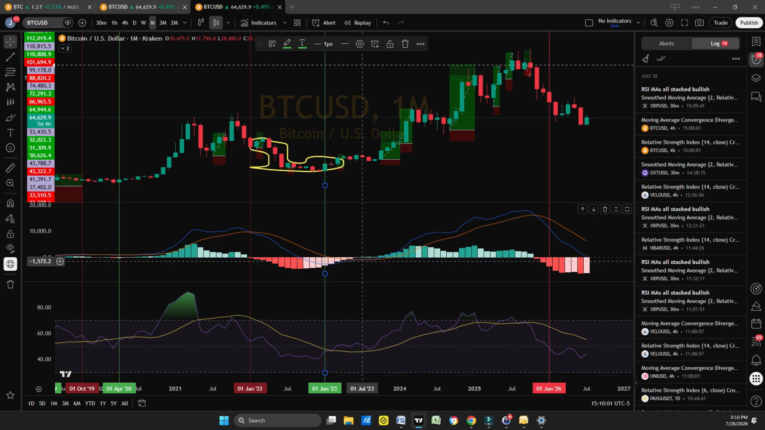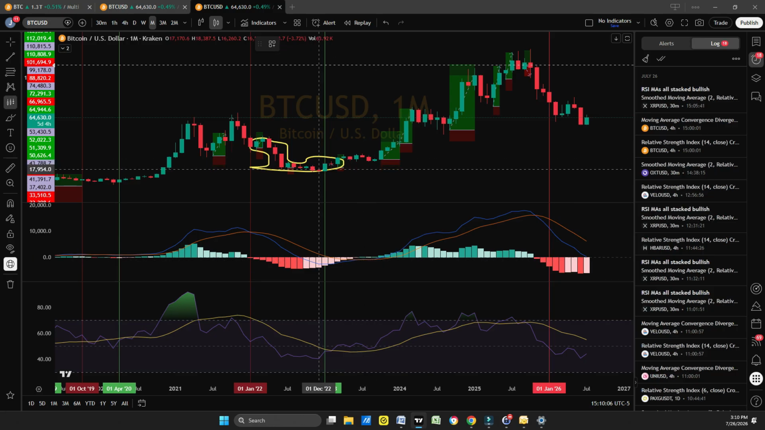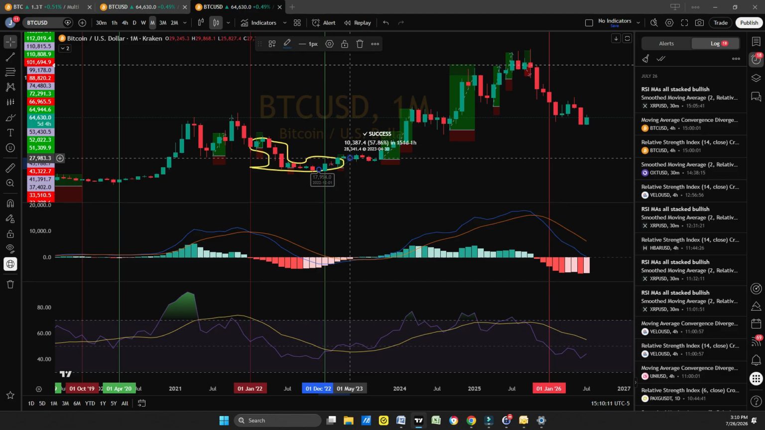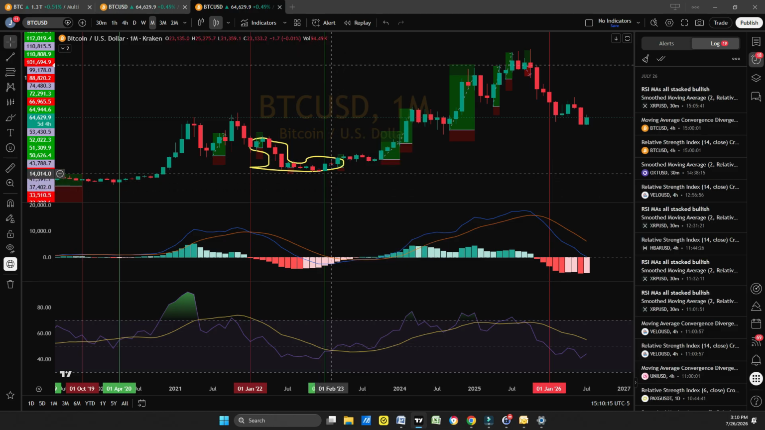Now, when this crossed bearish, you might have lost a little bit, but if you're on the conservative side, you lost 57% of the first part of the rally, which is not the end of the world. So you see this happening on the monthly. So we'll go down to the weekly.